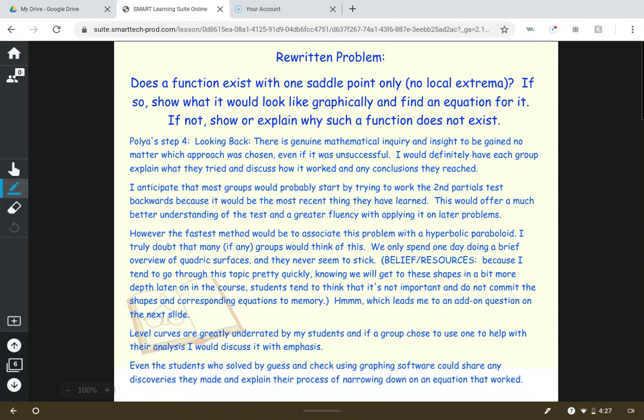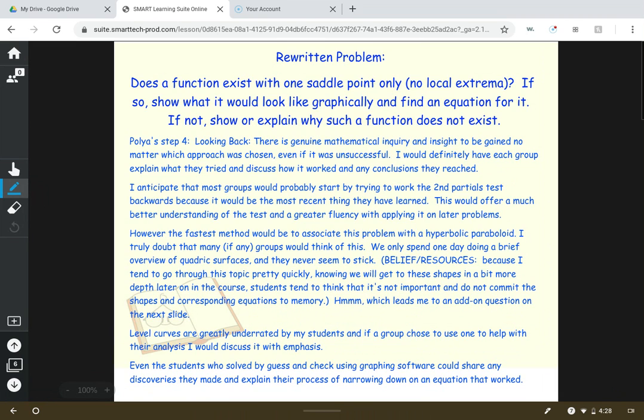Okay, so I also mentioned that the fastest method was just thinking back to a prior unit and remembering the equation of a hyperbolic paraboloid. I don't think any group will think of this. When I was thinking about this problem, I was thinking about the day that we teach quadric surfaces, and we only spend a day on them. We don't spend any time graphing them by hand because they're so tricky to graph by hand. I skim through them and don't emphasize them very much because I know that we're going to talk about them in further detail when we get to our volume chapter. So I skim over it and move on.